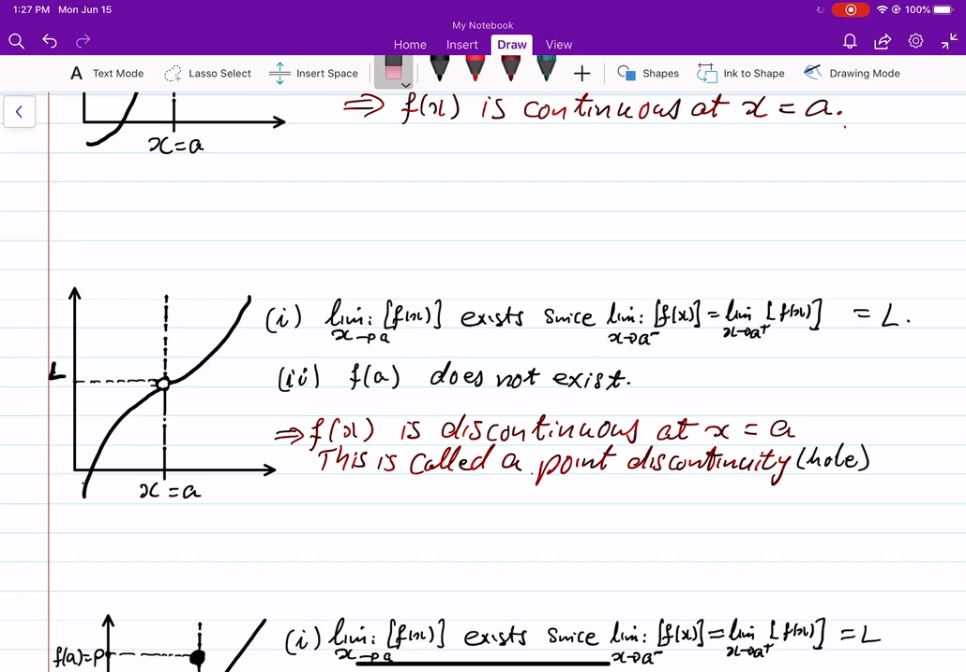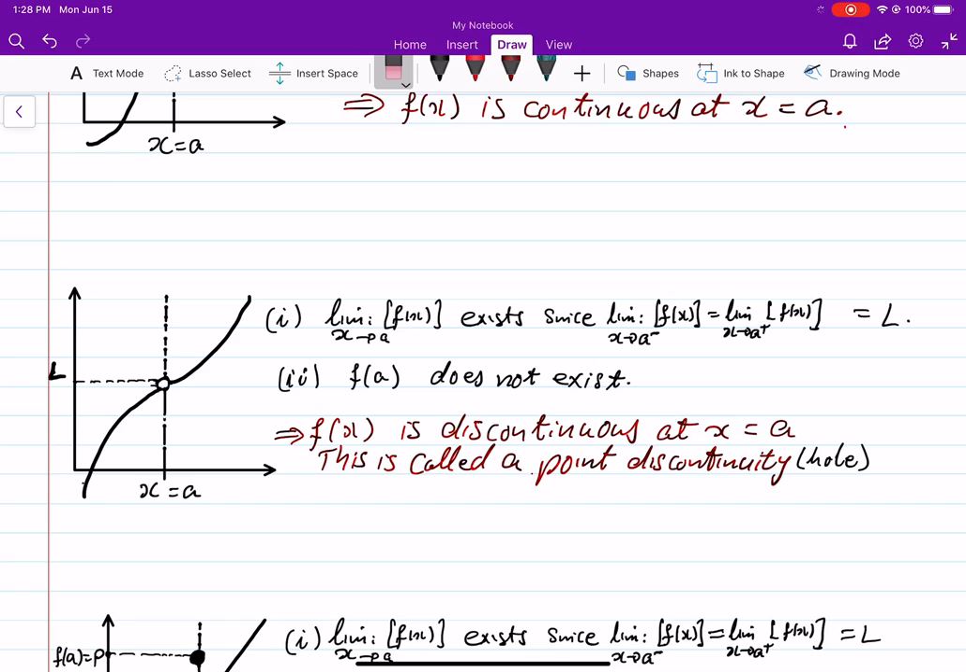The first condition, the limit as x is approaching a of f of x exists. The limit exists since the limit as x is approaching a minus of f of x is equal to the limit as x is approaching a plus of f of x, which is equal to L. Please remember, I think I stressed this in the previous limits videos as well. The limit represents the value the function approaches, not necessarily the value the function ultimately gets to when x gets to a. Because as you can clearly see, when x gets to a, there's a hole in the function there. There's no value for y when x is equal to a.